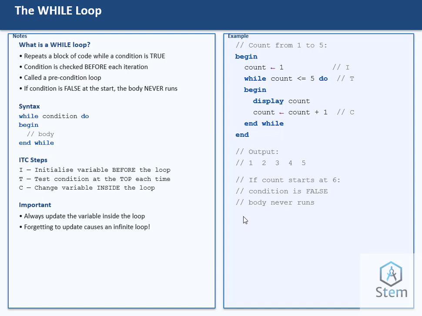Hello, in this video I'm going to show you how to use the while loop, and this is our pseudocode series. A while loop, as already mentioned, is an iteration loop. It's a repetition loop. We use it when we want to run certain lines of code multiple times.